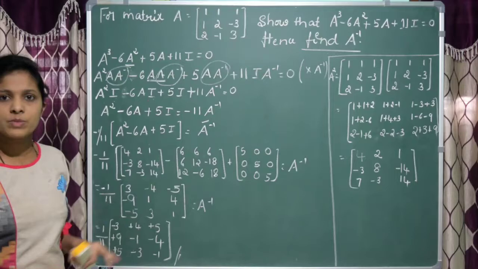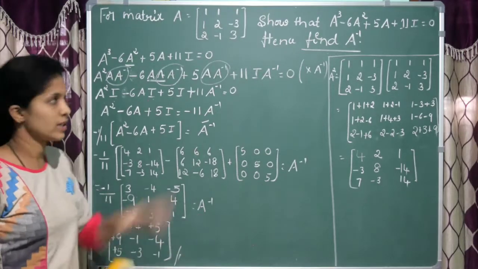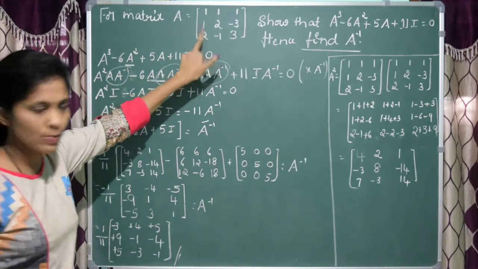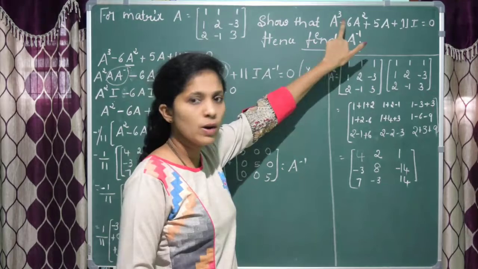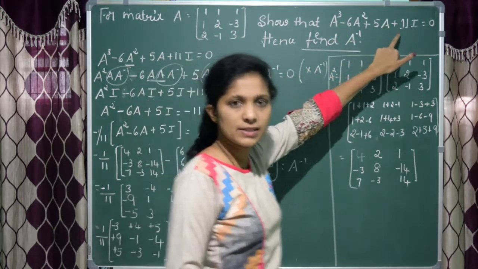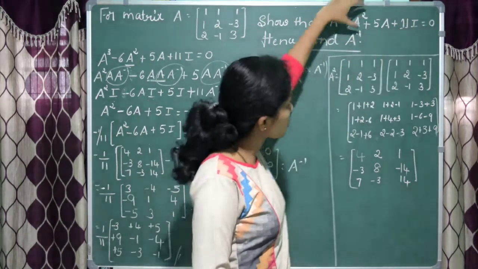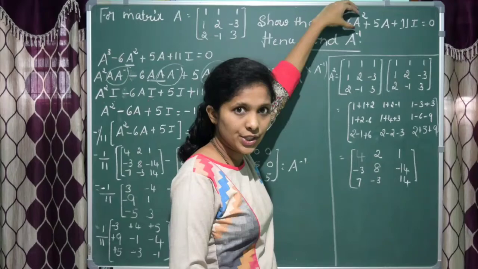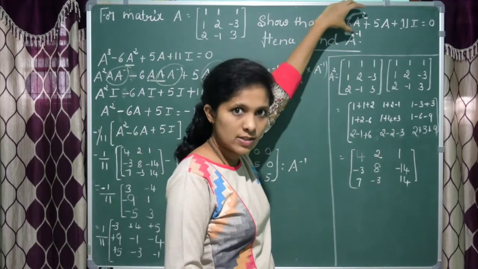See here, this problem is a little lengthy, so I have written the solution here. For matrix A, you have to show that A cube minus 6A square plus 5A plus 11I is equal to 0. I am not going to explain this one because you have already studied this in matrices. So you can solve this one.